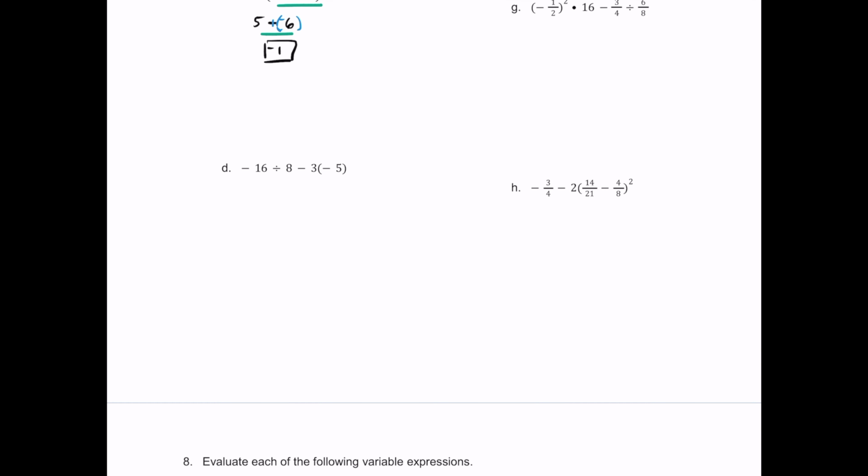Okay. For letter D here, it looks like we have some division, some subtraction, and some multiplication. So division and multiplication are equally important, so we'll go left to right with those. 16 divided by 8 is 2, but it's the opposite of that, so it's negative 2 minus 3 times negative 5. And then we have this multiplication problem here, so it's negative 2 minus, and what's 3 times 5? 3 times 5 is 15, but there's one opposite, so it's going to be negative 15. Okay, and then we have to keep and then change and then flip. And so this is negative 2 plus 15, or 15 minus 2, and that should equal 13.